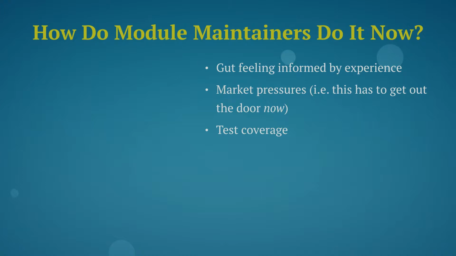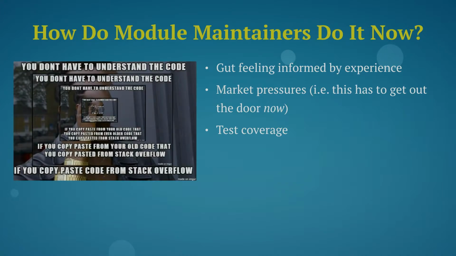And then another way is test coverage, how much of the code actually has testing. These are some of the traditional ways that we use to assess quality. And as you see in that comic, you don't actually have to understand the code if you copy-paste it from Stack Overflow.